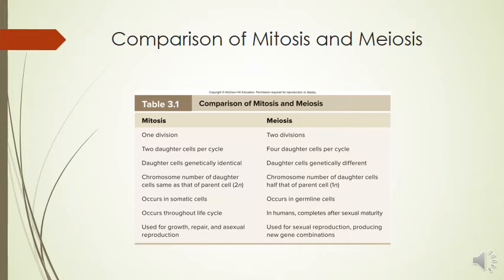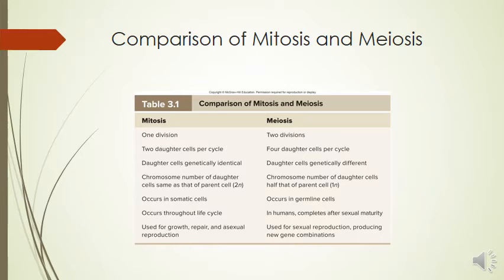If we look at this slide, it compares mitosis and meiosis. We see that mitosis is one division, whereas meiosis consists of 2 divisions. In mitosis, 2 daughter cells per cycle are produced, and in meiosis, 4 daughter cells per cycle are produced. In mitosis, the daughter cells are genetically identical, and in meiosis, the daughter cells are genetically different. The chromosome number in mitosis is diploid 2n, 46 chromosomes in a human, and in meiosis, it is haploid n, and it is 23 chromosomes.